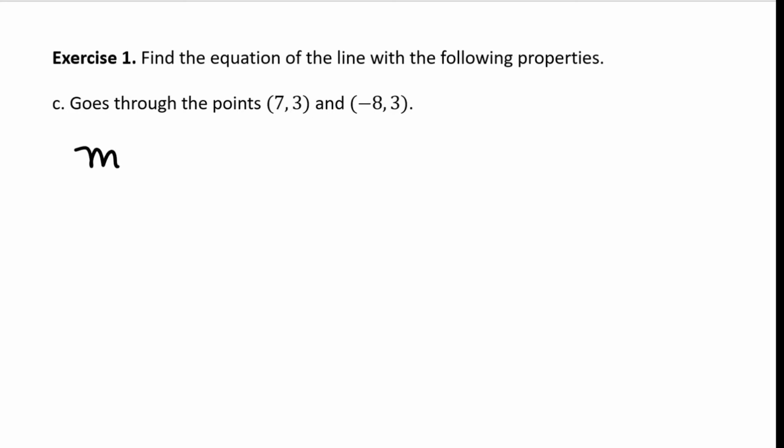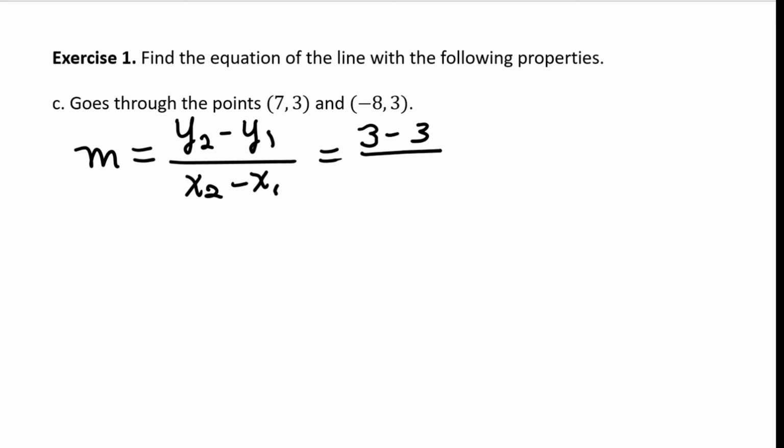The formula for the slope, which you have committed to memory now, is m equals y2 minus y1 divided by x2 minus x1. This would be equal to the difference of the y values, 3 minus 3, and the difference of the x values in the denominator, negative 8 minus 7. The numerator simplifies to 3 minus 3, which is just 0, and the denominator, negative 8 minus 7, is negative 15. 0 in the numerator tells us that the slope is 0.